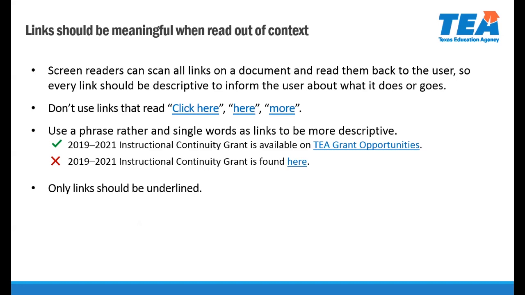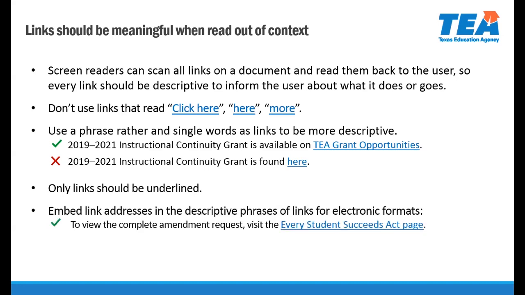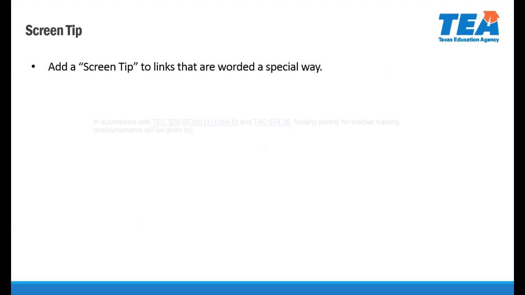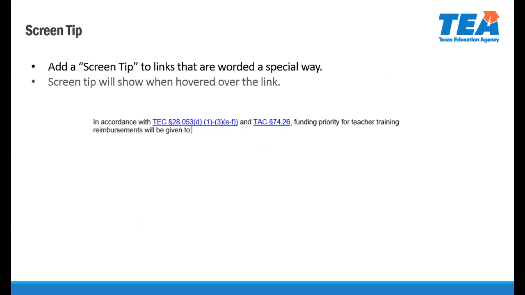Only links should be underlined, and embed the link address in the descriptive text of the link. This is better for electronic formats instead of a long URL web address. Another useful feature in Microsoft Office is the screen tip. The screen tip is optional to use on links, but can be helpful to users when linking to specially worded links. The screen tip works as a label when a user hovers over the link. This label or screen tip should provide additional information about the link if needed.